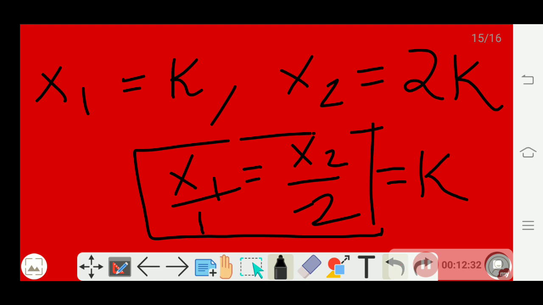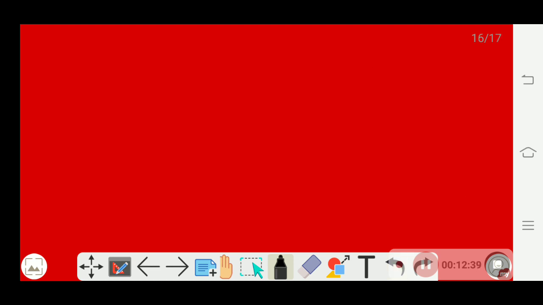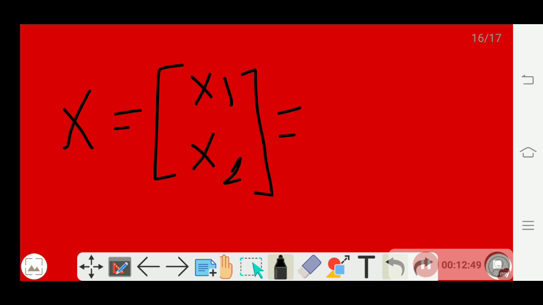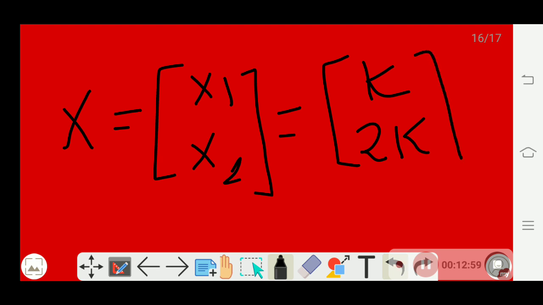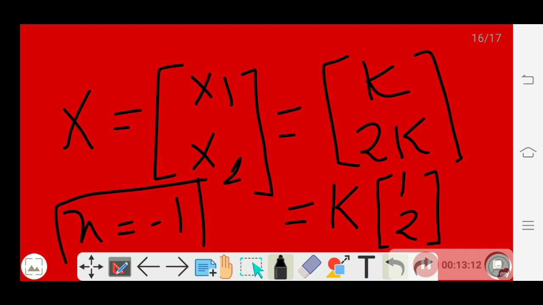So this is the value of the eigenvector corresponding to the eigenvalue minus 1 in the given problem. So x is equal to x1, x2, right? So x1 is k and x2 is 2k. Just write that k, 2k. Bring that k out if you want, or you can keep it this way. So this is the eigenvector for lambda equals minus 1. So we get a corresponding eigenvector for a given eigenvalue.